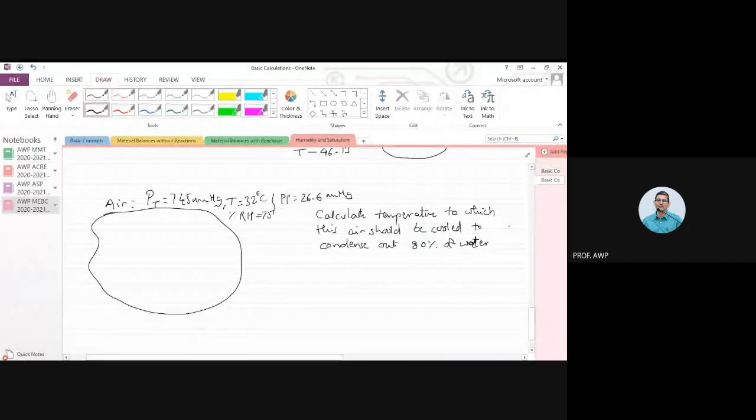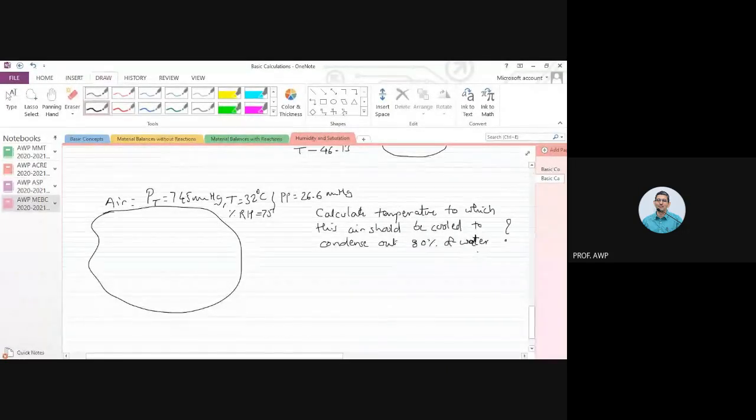Okay, this is the problem. I want to condense 80% of the water vapor in the form of liquid water. Whatever water vapor is there, I want to condense out 80% of that and make it into liquid water. I want you to tell me at what temperature we should cool this air.